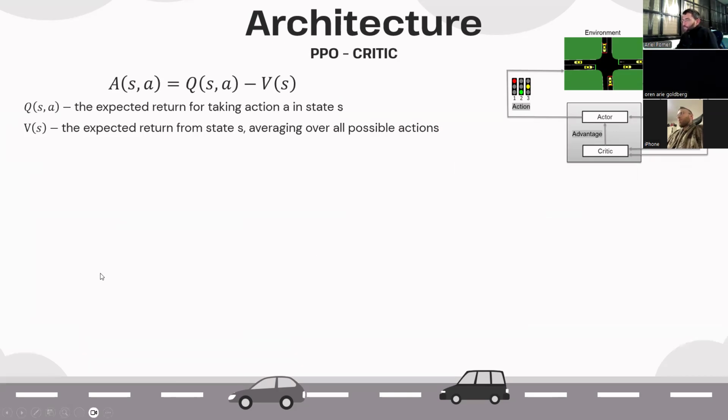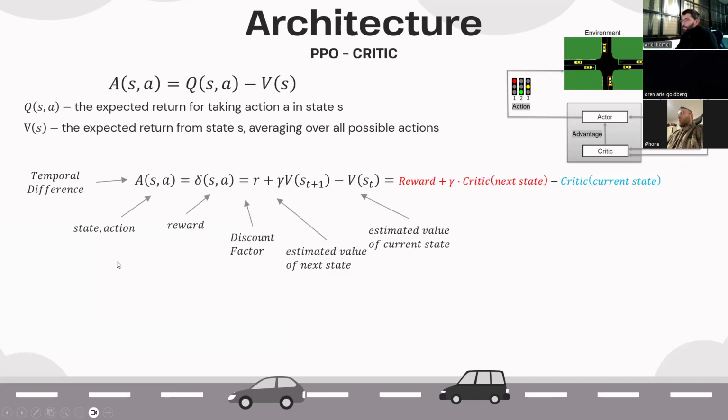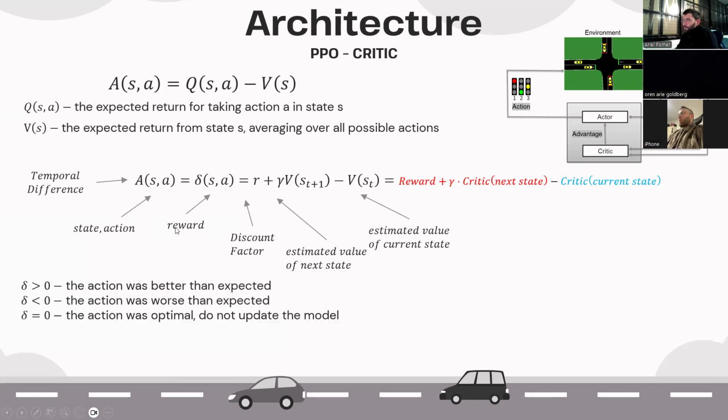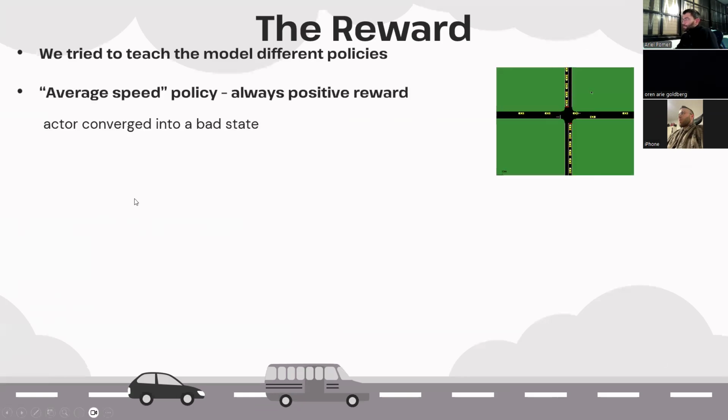The advantage is an expected return relative to an average return from all actions, but this value is theoretical. Therefore, we estimate it with temporal difference, which is calculated using the critic. A positive temporal difference means the action was better than the average, and a negative one means the action was not so good.